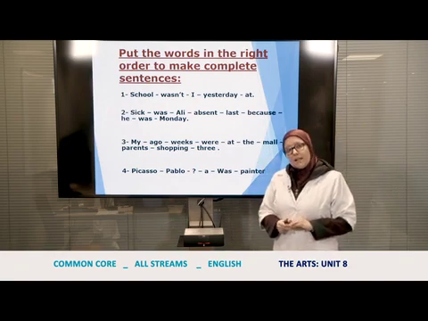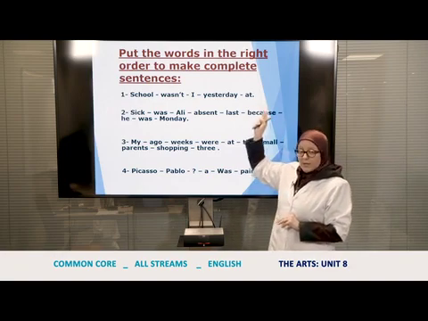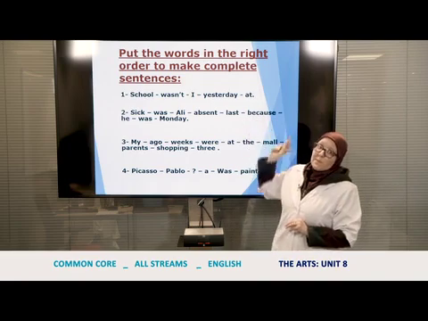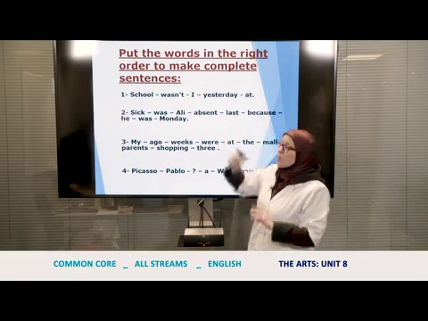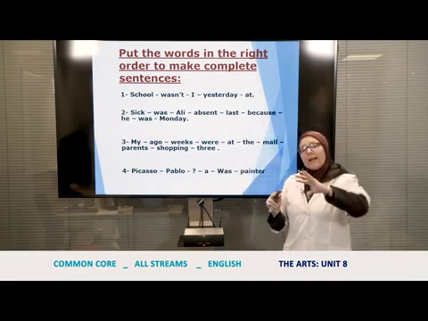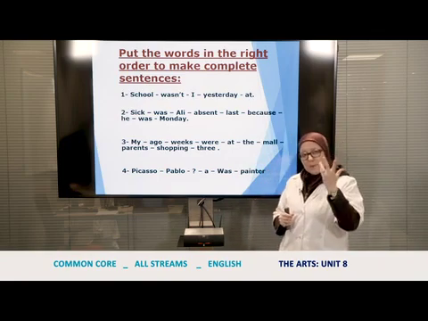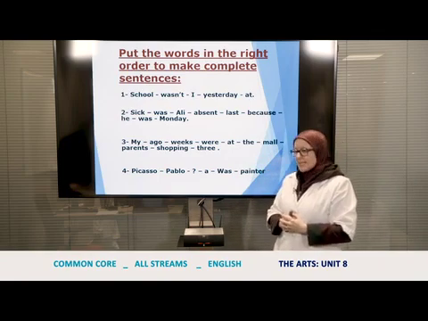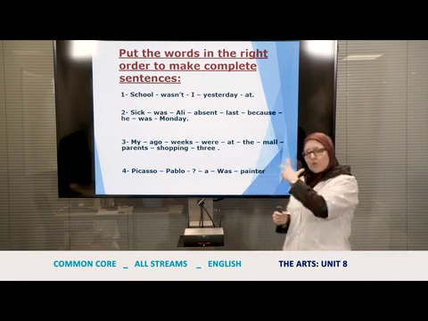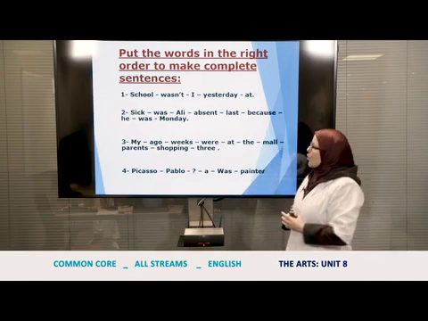In the second exercise, I'd like you to put the words in the right order to make complete sentences. These are words that are scrambled, and I'd like you to put them into the right order to get the right sentences, complete and meaningful sentences. So I'll give you some time to reflect on them and answer the question.